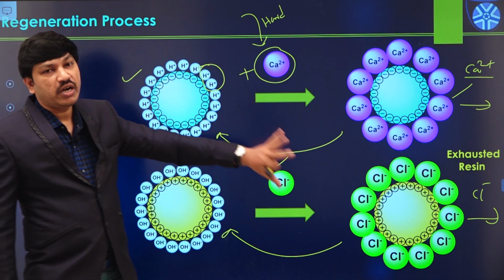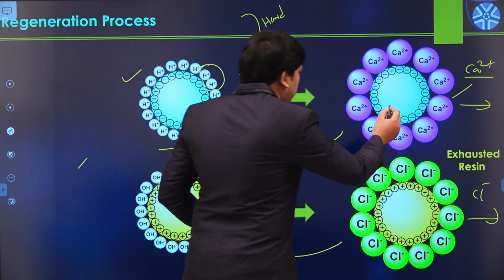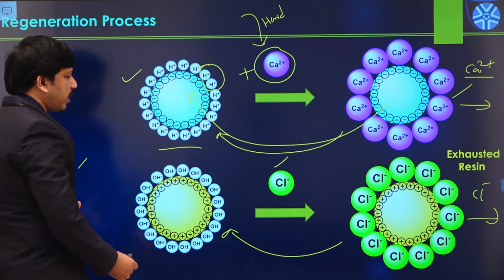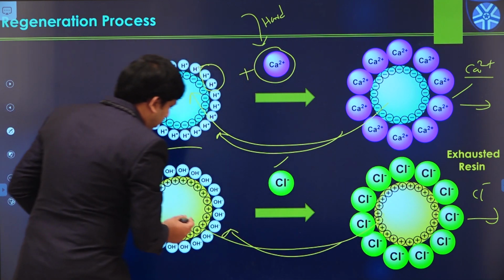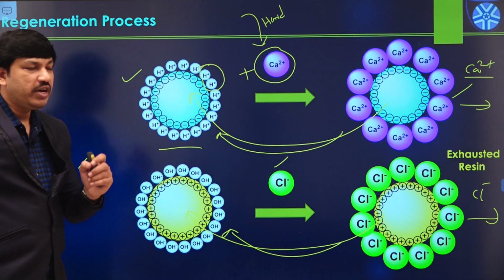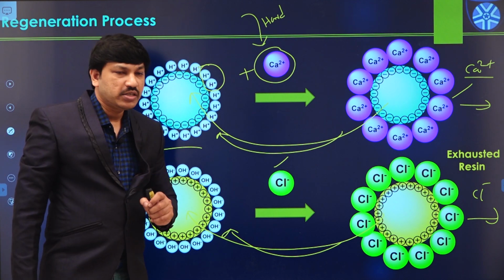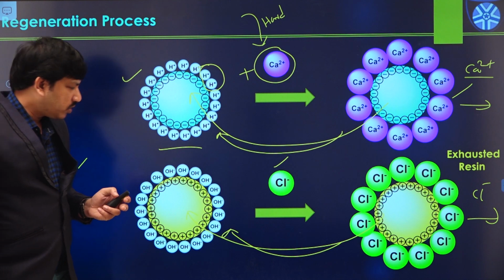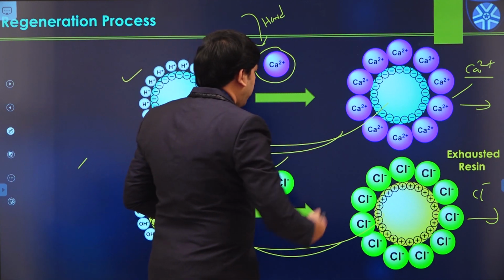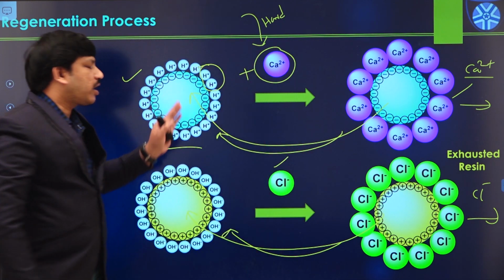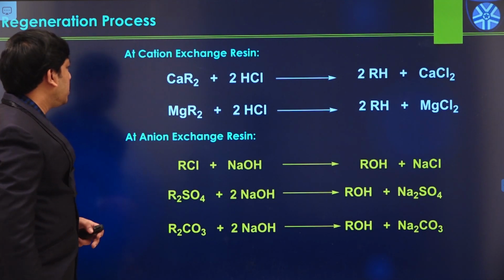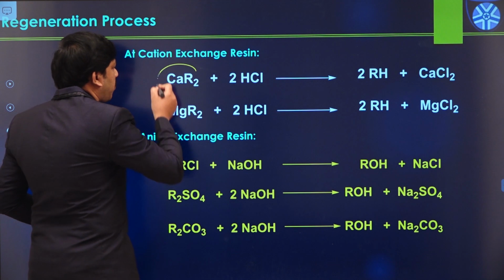Once we use a regenerating agent, again this exhausted resin is converted back to the corresponding pure resin, or the corresponding anion resin. So we need a regenerating agent in order to convert the exhausted resin into the corresponding free resin. So what are the suitable regenerating agents in the case of the cation exchange resin or in the case of the anion exchange resin? That we will see. So generally, what is this actually?